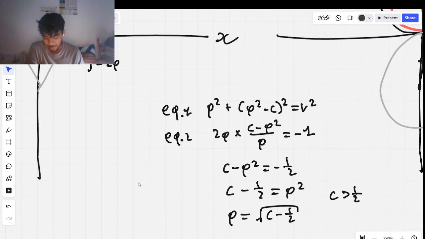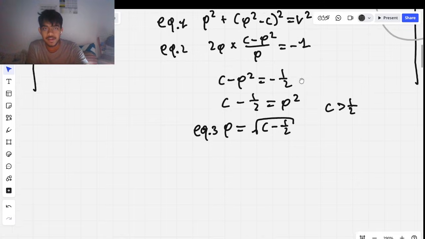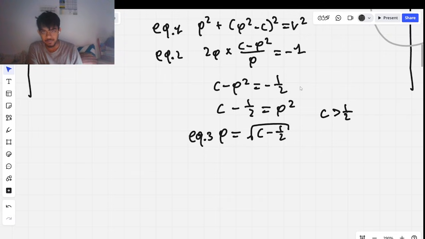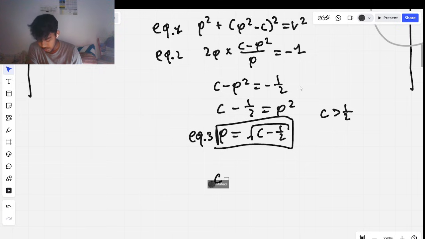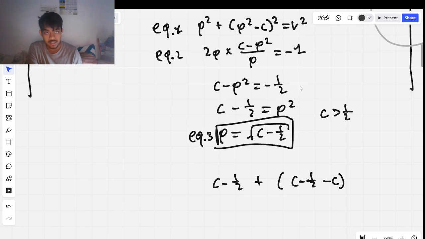Now I'm going to call this equation 3, and I'm going to combine equation 1 and 3 by plugging in this substitution, and I get c minus a half plus c minus a half minus c, all squared, is equal to r squared.